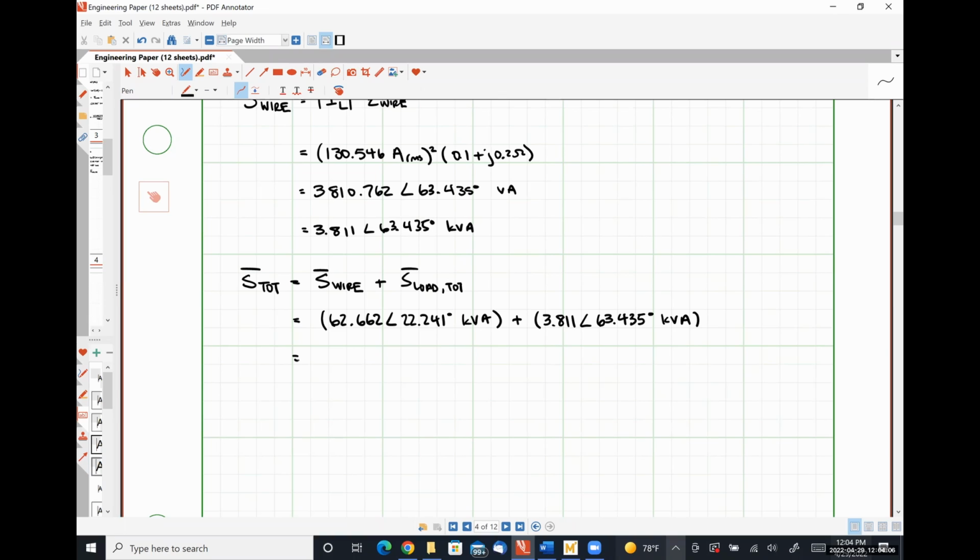Making sure I remember what variables I use in my calculator. So T plus B. I get 65.577, or 578 actually, if I do rounding correctly. Angle 24.434 degrees.